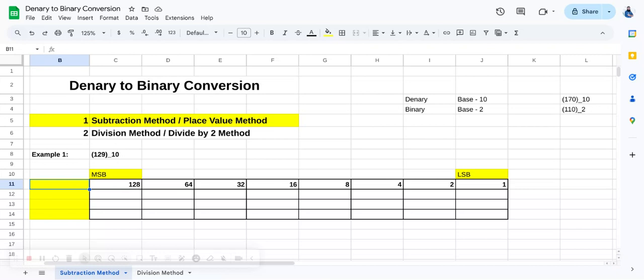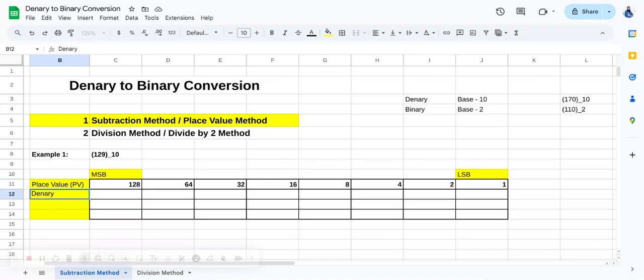Now when we are filling up this table, the first row is the place value, or in short PV. So we write the place values over here. Then in the second row, we actually deal with our denary number. So the calculation will happen over here.